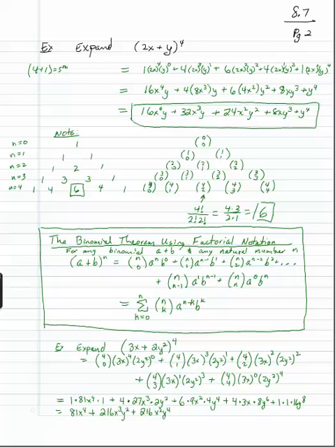96. xy to the 6. And then the last term is just 16y to the 8th. And now we're done. Okay, let's try this one.